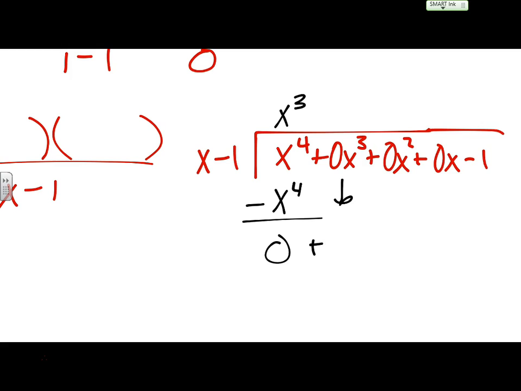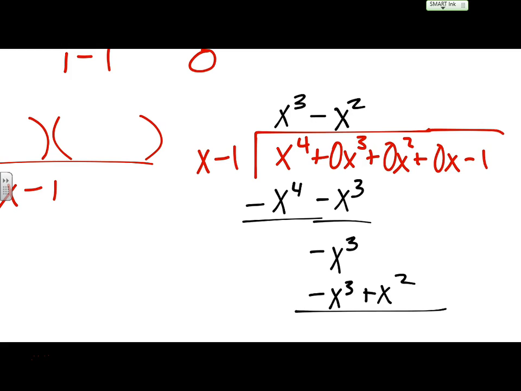Wait a minute. What did I forget? I have to distribute. So I end up with minus x cubed, because 0 minus 1 is the negative 1. And then I can go ahead and say, okay, now it's time for minus x squared. I'll get negative x cubed plus x squared. That's just a 0, so for him, it doesn't really help. Minus, distribute the negative.